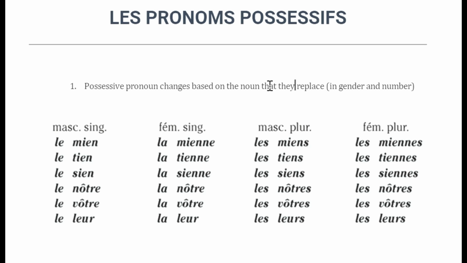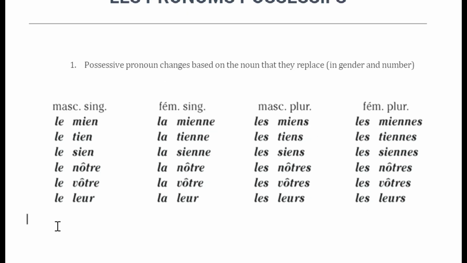So here you have a table, a summary of the possessive pronouns, right? It changes, as you can see, if it's masculine singular, feminine singular, masculine plural, feminine plural. In plural, it also changes depending on the gender. So, what is the equivalent in English? It will be mine, yours, theirs, ours, yours, and theirs, okay? So that's the equivalent.